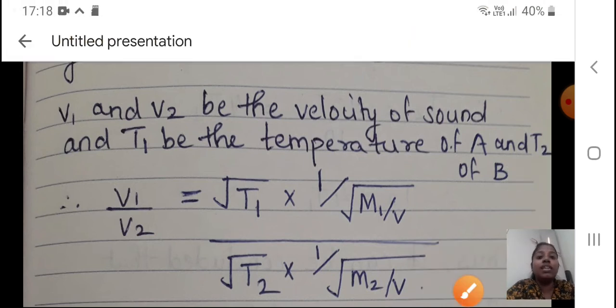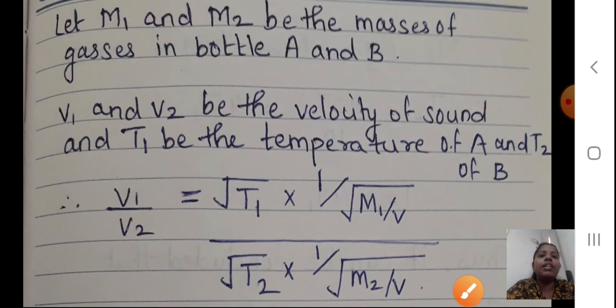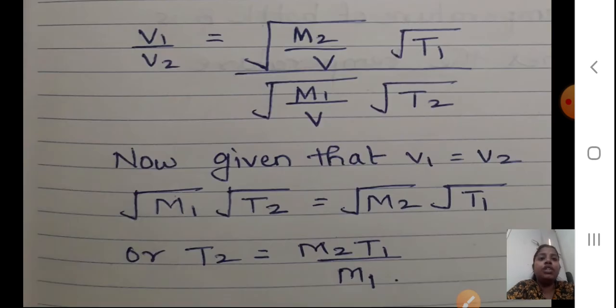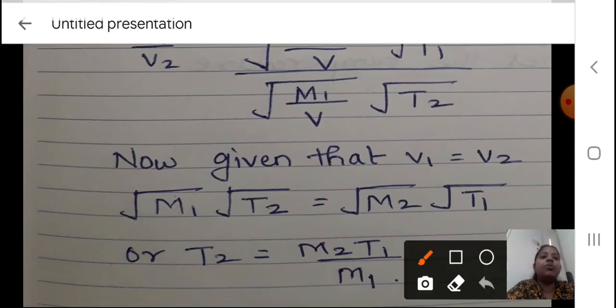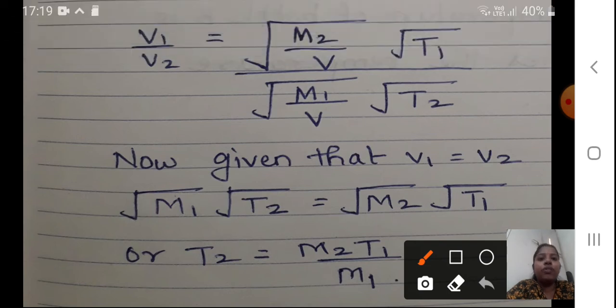So we'll move to the next step now. I hope till here it is clear. Same as we have done in the last sum, same we are proceeding. Now, V1 upon V2 is equal to, what you will get, students, now? Root M2 upon V, root T1 upon root M1 upon V, root T2. When you solve, you get it in this equation. Now given that V1 is equal to V2, this is given to you.